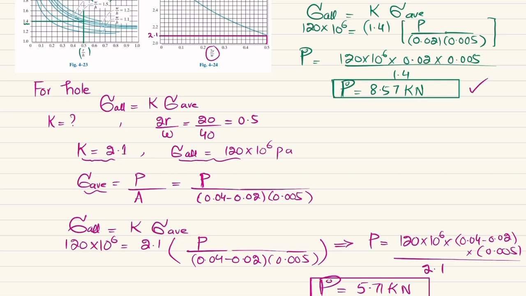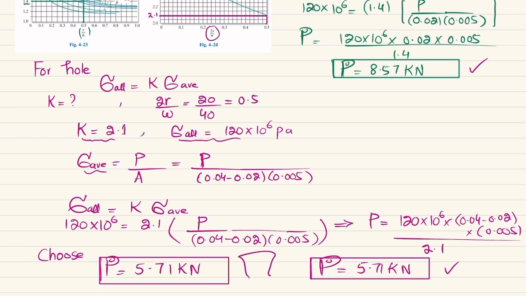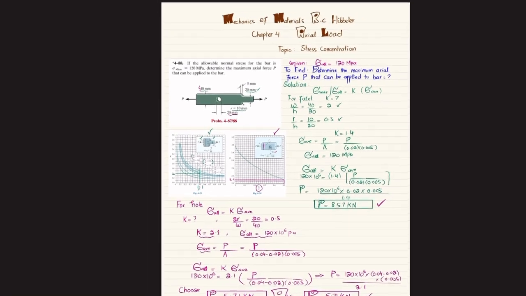Now we have two values. One is this and another one is this. So we will choose the smallest value, which is 5.71 kilonewton. The reason we choose the smallest value is because it will be safer. If you apply a force that exceeds the allowable stress in this bar, it will fail. And that was all about this problem 4-88.